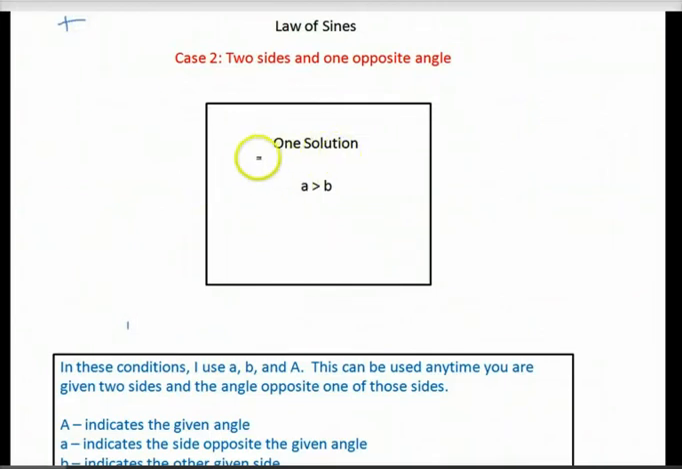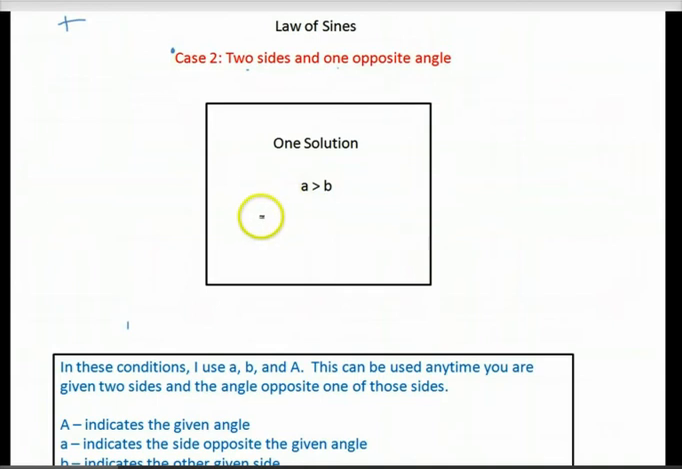Okay, so we're dealing with law of sines and case 2 where you have two sides and one opposite angle. These examples, we'll do 2, is when you end up with just one solution. Now if you run your tests, and this is the fastest test there is, if A is greater than B, you will only have one solution.